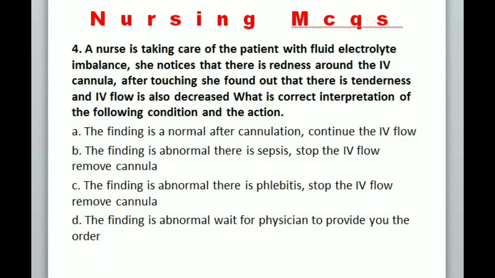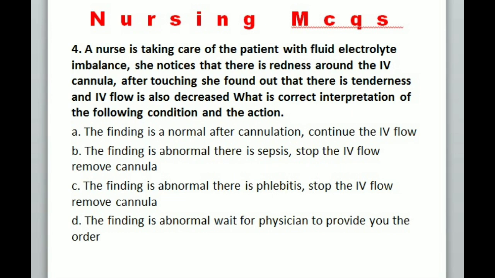4. A nurse is taking care of a patient with fluid electrolyte imbalance. She notices that there is redness around the IV cannula. After touching, she found out that there is tenderness and the flow is also decreased. What is the correct interpretation of the following condition and the action?